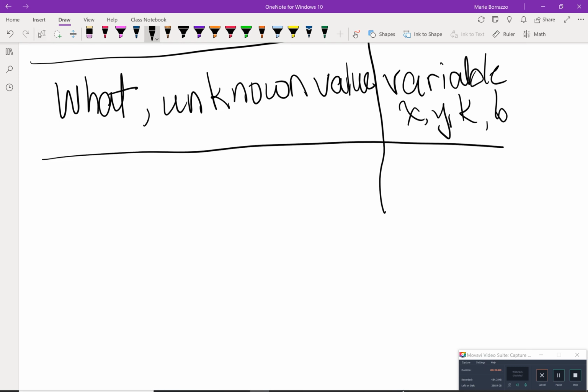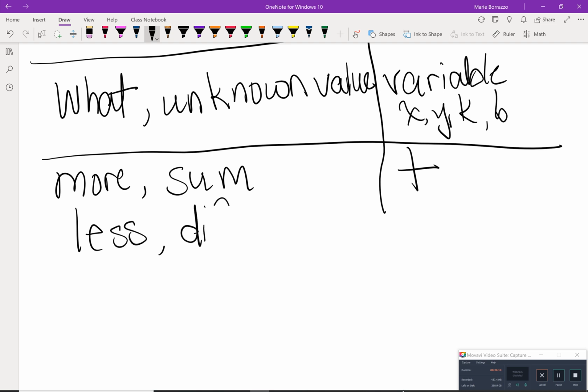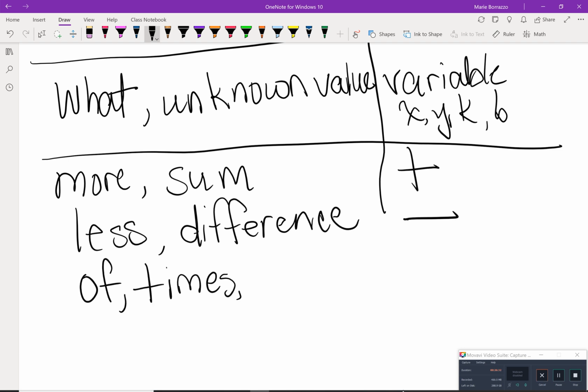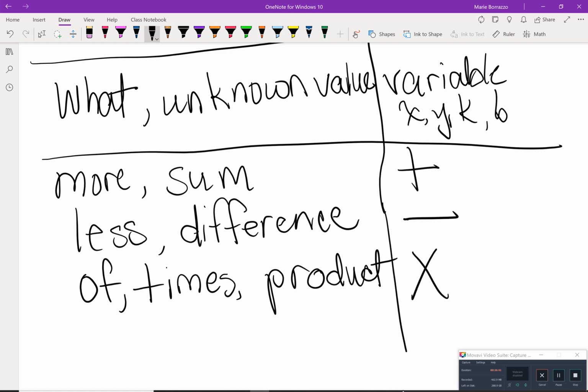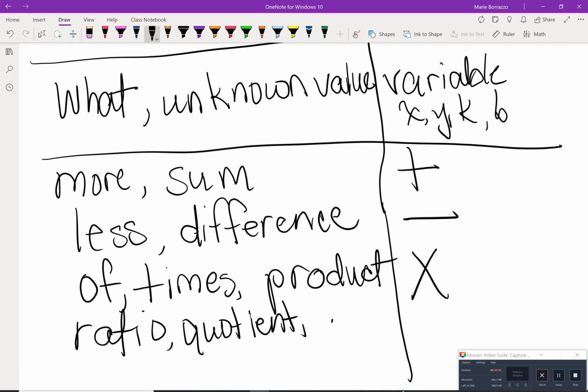If you ever see the word more or some, they're talking about addition. If they're talking about less or difference, then we're looking at a negative. If we're looking at of or times or the word product, we're talking about multiplication. And anytime they talk about ratio, quotient, or out of, or even per, we're dividing. Don't confuse this with the equations where I say 850 per hour.